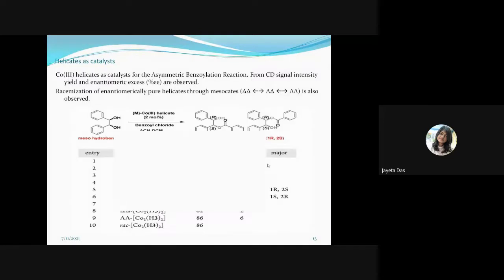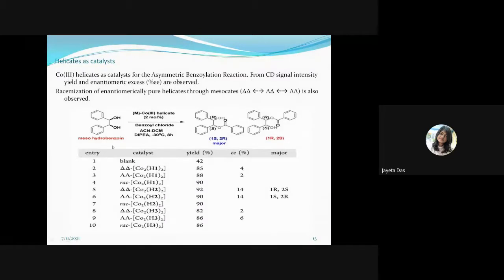So this is another type of reaction, called the benzylation reaction. In this case, we also use the helicate as a catalyst, and we can find an excellent yield of that reaction. Without the catalyst, we can't get that much yield. Okay, in a similar way the catalysis reaction is also occurring.